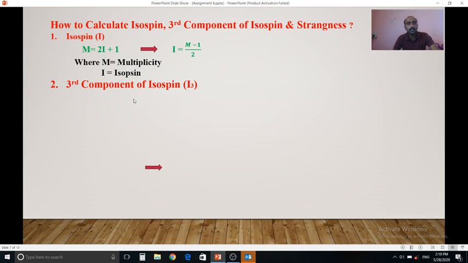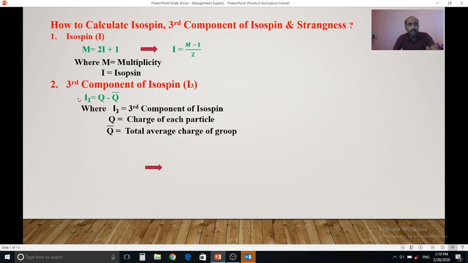Second one is the third component of isospin denoted by letter I3. Using this formula, I3 is equal to Q minus Q bar, we easily calculate the third component for all elementary particles, where in this formula I3 is the third component of isospin, Q is the charge of each particle, and Q bar is the average charge of the group.